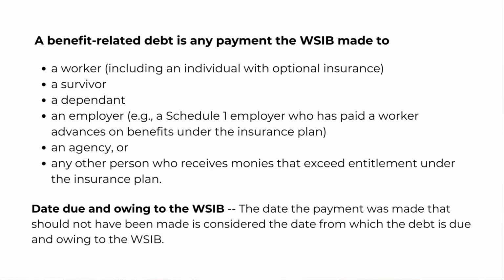The due date of the debt owing to the WSIB when it's created: the date the payment was made that should not have been made is considered the date from which the debt is due and owing to the WSIB. So this is the date that they would use to try and recover monies that were paid erroneously.